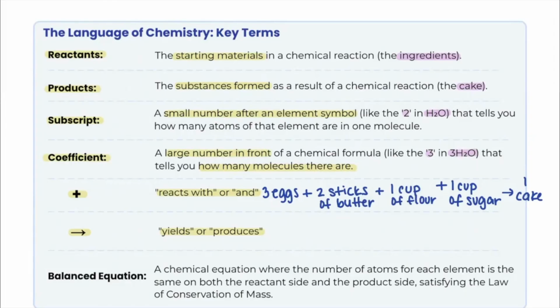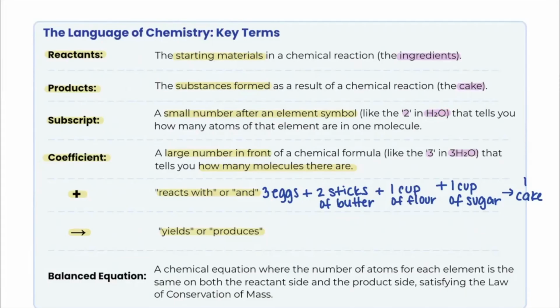And if there's no coefficient written, it's understood to be 1. And we never write the number 1 as a coefficient or a subscript for that matter. So in this example, we have 1 oxygen present in this 1 molecule of water.